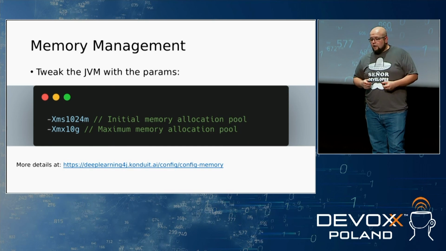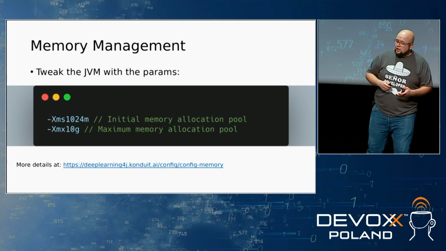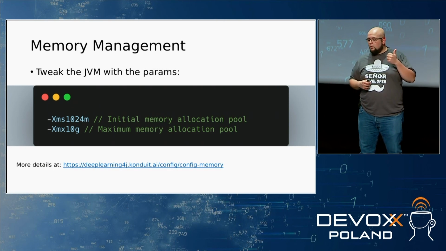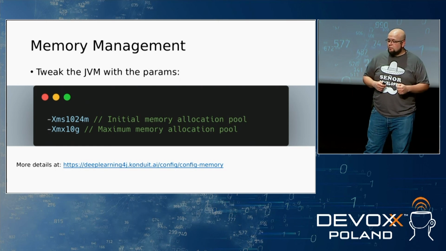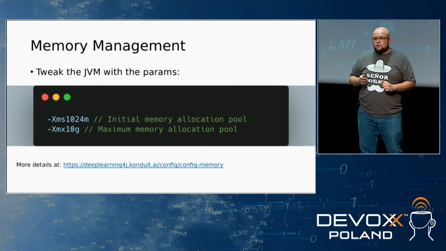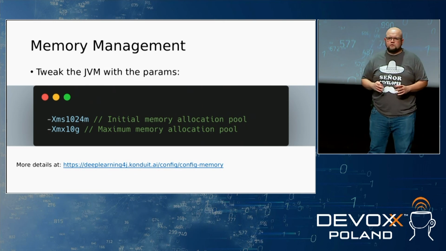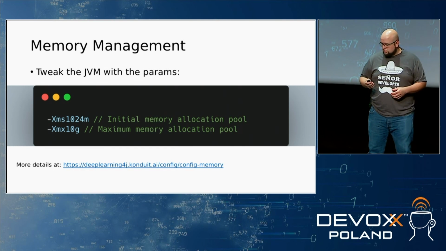And then, in order to solve the memory management issues, I had to tweak a couple of JVM parameters. I had to tweak the one for the initial memory allocation pool and the one for the maximum memory allocation pool. This is actually suggested on the official Deeplearning4j website. And there you can see more suggestions on how you can tweak your Java virtual machine.